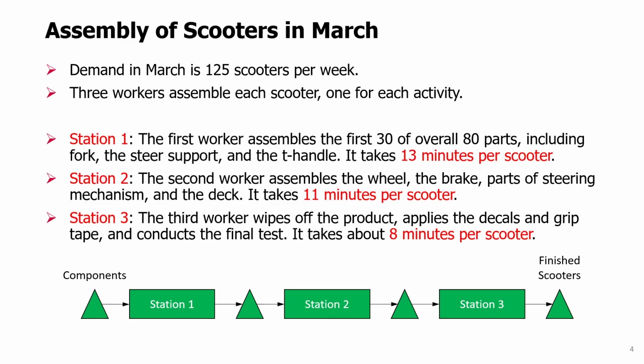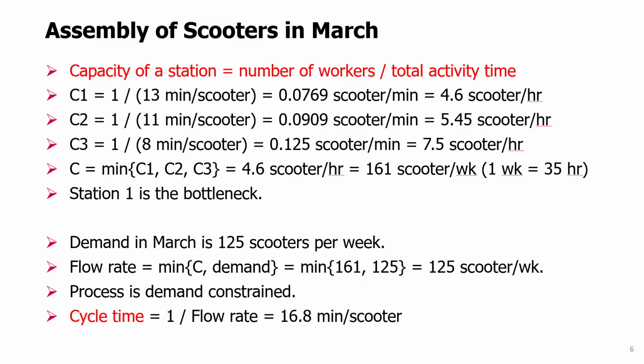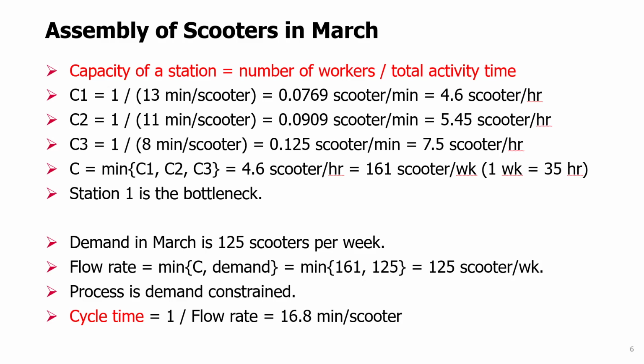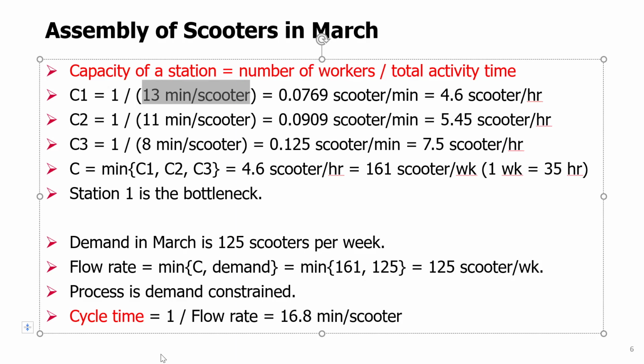Assuming we want to work with a cycle time of 13 minutes. So going back to our example, we can say the desired cycle time is 16.8 minutes, but we can work even at 13 minutes per scooter, right? And not faster, because if you try to work faster, station 1 would not be able to process those scooters.